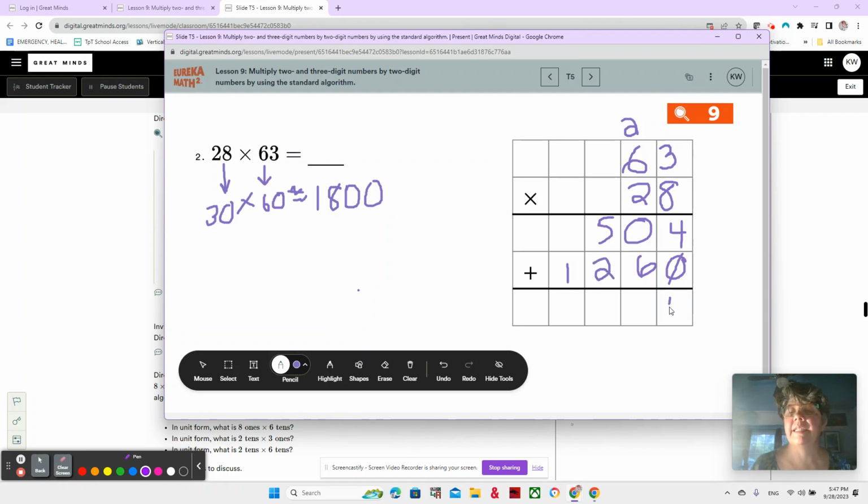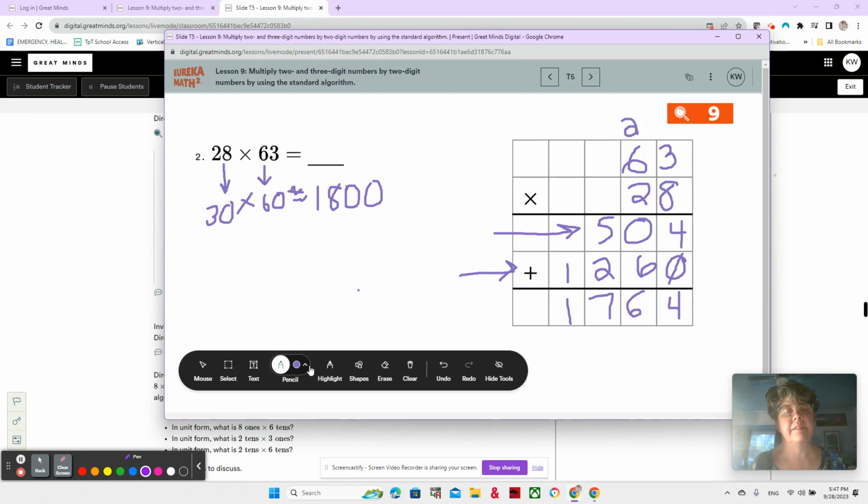And then we're going to add it together. 4, 6, 7, 5 plus 2 is 7, and 1. 1,764. All right, and we can see our partial products, 504 and 1,260. Now, what does this 504 represent? What does the 504 show us?